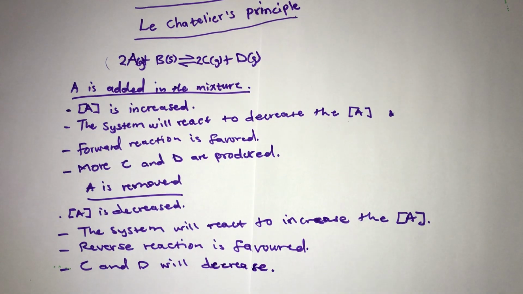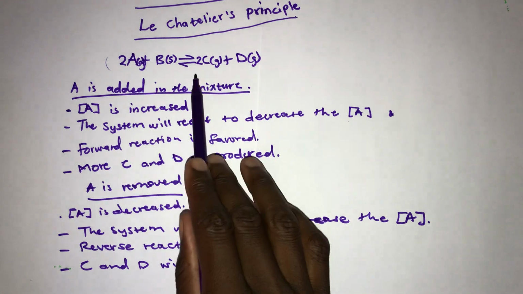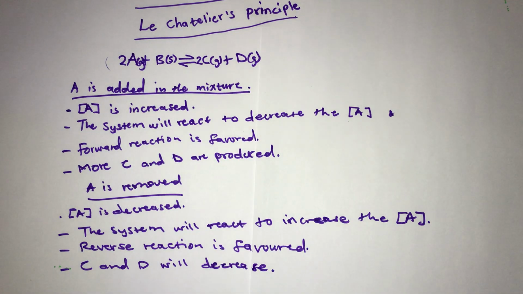So since here we're talking about the disturbance, we decrease the concentration of A. The system will react to increase the concentration of A. Once it does that, it means that it's favoring the reverse reaction. After favoring the reverse reaction, it means that the products are going to decrease. So our products are C and D. It means that our products are going to decrease according to Le Chatelier's principle.